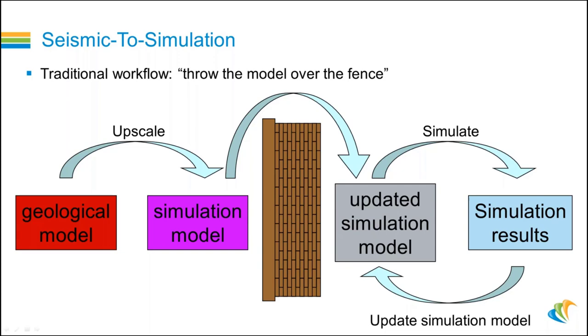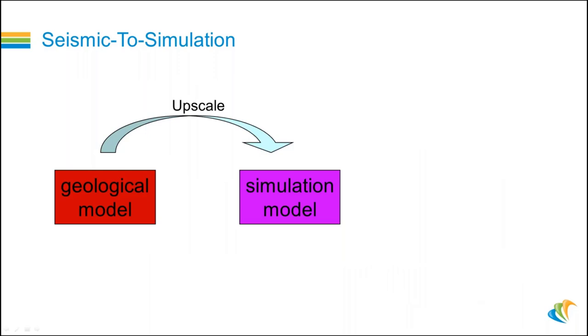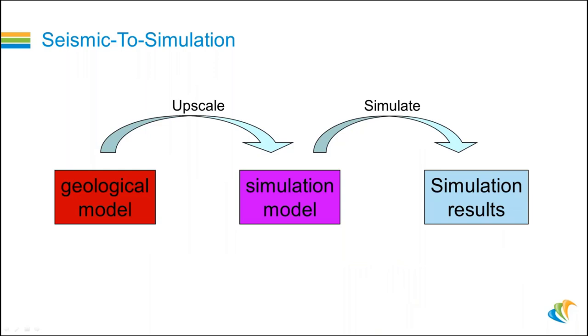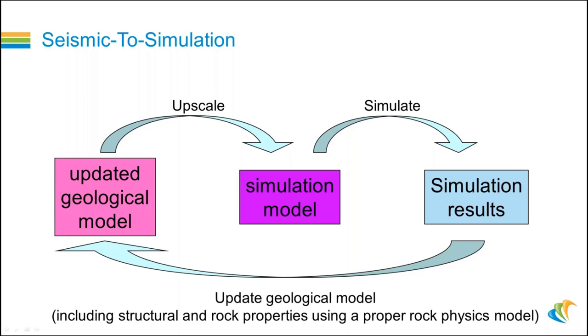So what we are offering here is that you have a geological model, yeah? Then you go to the simulation model, the same step, and then you go to the simulation result. You don't have that boundary anymore. You don't need to jump over the wall. And then if you have this match, you go back directly to your geological model. It means that all of the properties that you get from the geologists or from the petrophysicists, from the reservoir model, should be updated until you get good simulation results.